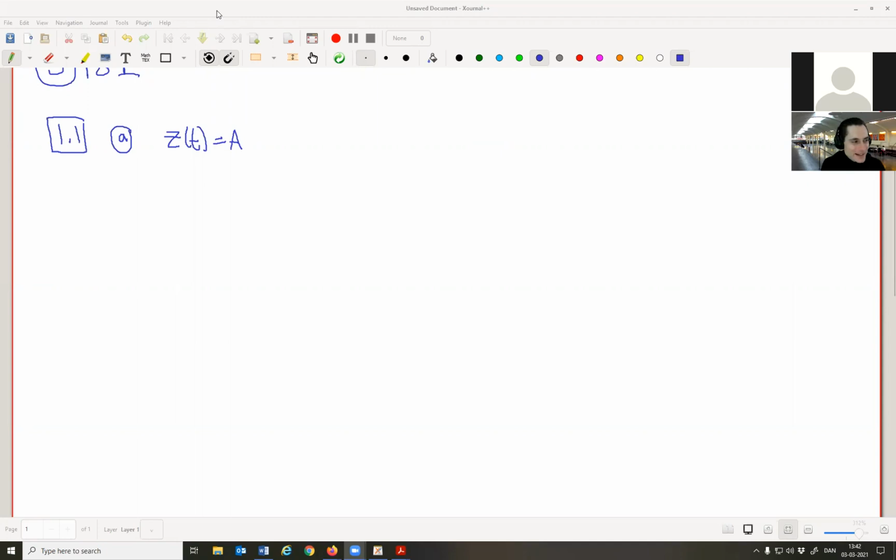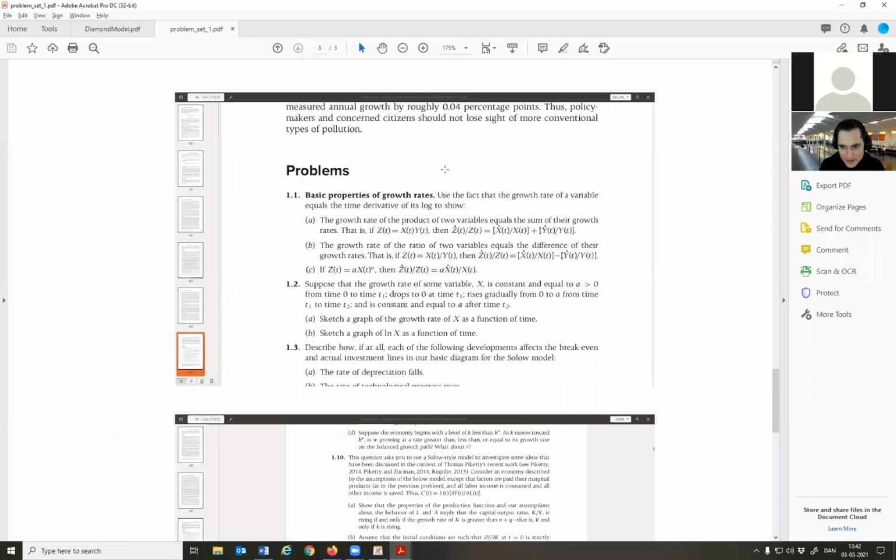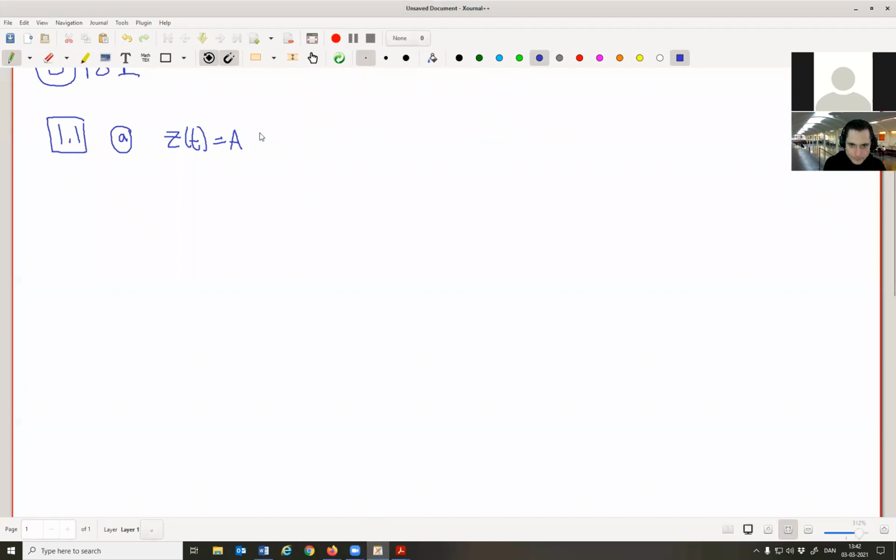All I did so far was look at this problem. Okay, so the growth rate of the product of two variables is equal to the sum. That is, Z equals X(t) Y(t), then the growth rate of Z is equal to the growth rate of X plus the growth rate of Y. Okay, so let's do that. X(t) Y(t). The problem said to use the fact that the growth rate is equal to the derivative of the log. So we're going to use that here.